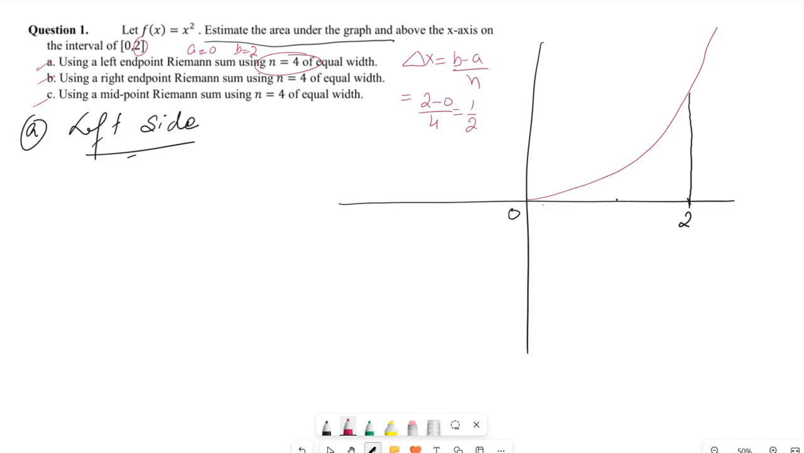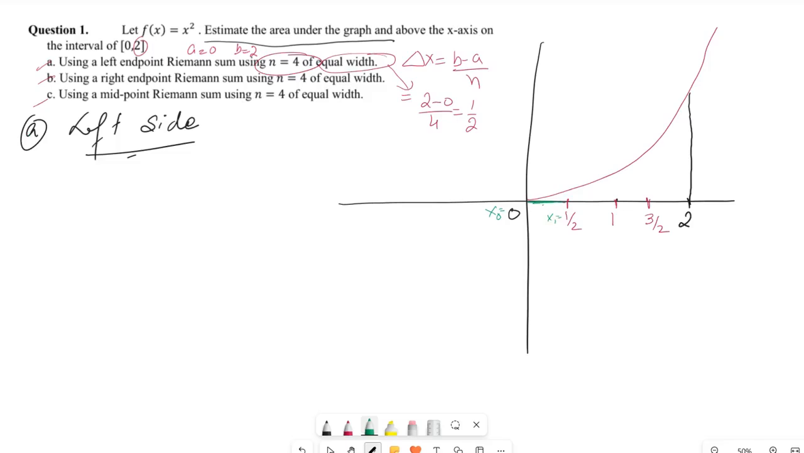So what that means is you need to divide the interval into 4 equal intervals, and their widths are all what? 1/2. So 4 equal intervals, each with a width of half. The first one is half, half plus half is 1, 1 plus half is 3/2. So these are the 4 intervals. Okay. So left side means you start from 0. So x0 is equal to 0. Then the next point x1 is equal to half.